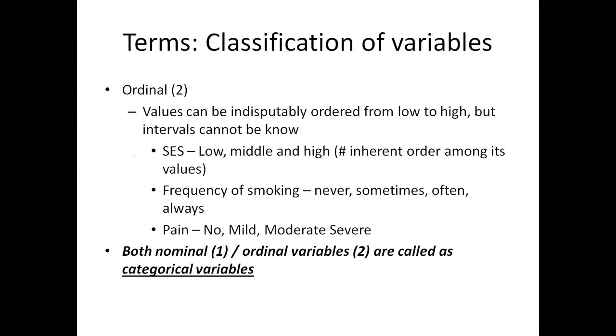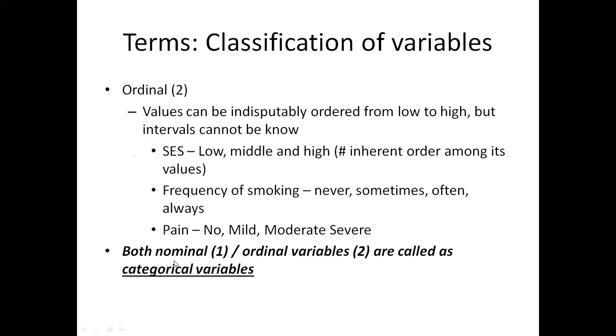Likewise, pain scores. So you have no pain at the bottom, and then the mild, then comes the moderate, and then the severe, right? So there is this order that is present in those ordinal variables. And if you notice, both the nominal and ordinal variables are also called categorical or non-numerical variables. So that's the first part of the classification of variables, which are called categorical variables.